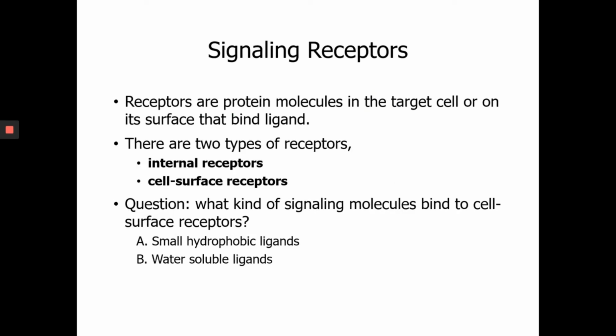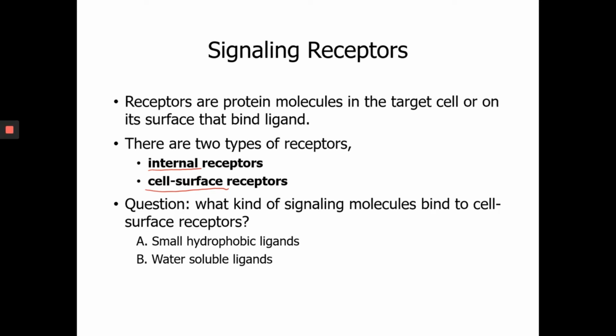Okay, so we talked about ligands, and now we're going to look at receptors. We have already touched on the different types of receptors. We have internal receptors, which are inside the cell, and cell surface receptors, which are located in the plasma membrane. So here's a question: what kind of signaling molecules bind to cell surface receptors? Which one, A or B? I'll give you a few seconds.